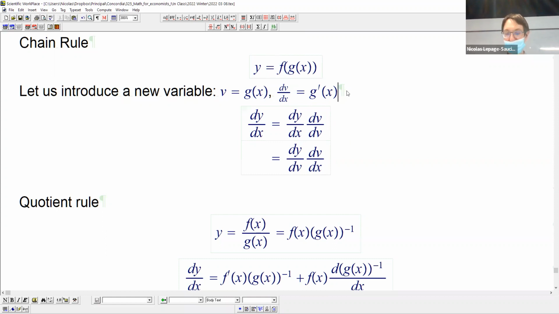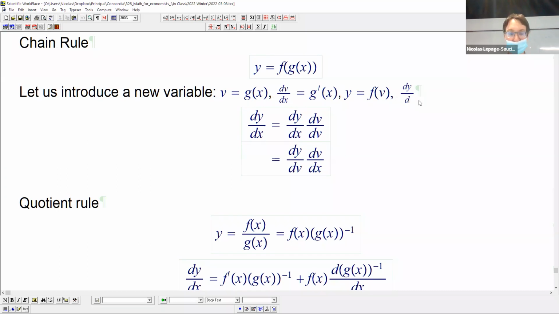So yeah, let me just say everything. So I have that y equals f of, and then g of x, I have v. So then I am going to have that dy equals to f prime.